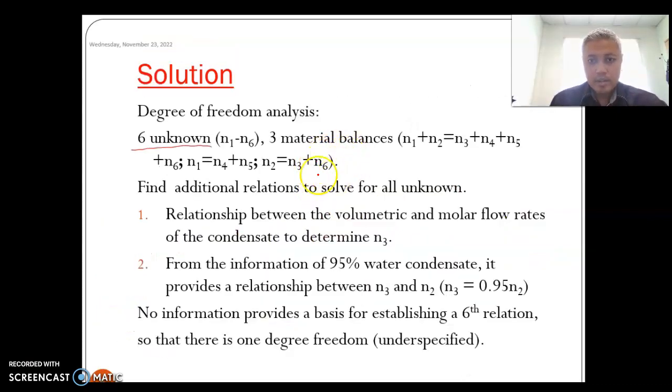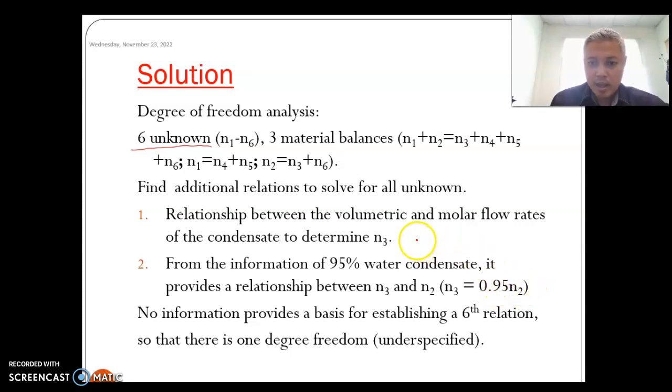Since we only have 3 independent equations, that means we need to find more additional relations to solve for another 3 unknown. So the first one, we have relationship between the volumetric and molar flow rates of the condensate to determine N3, because we have been given with the flow rate of H2O in liter per hour. And then we have information of 95% water condensate. It provides a relationship between N3 and N2, where N3 equals 0.95 N2.